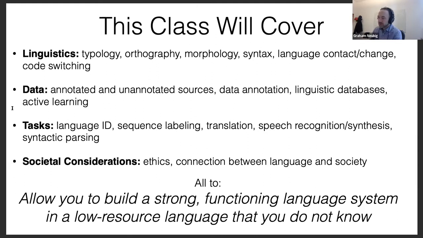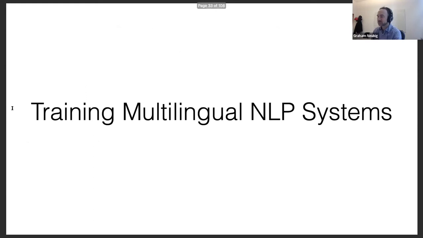And the idea is by the end of the class, we'd like you to be able to build a strong functioning language system in a low resource language that you do not know. With the idea being that if you can do it in a language that you don't know, you'll be able to do it even better in a language that you do know. So that's kind of the goal of the class. So that's a high level motivation.